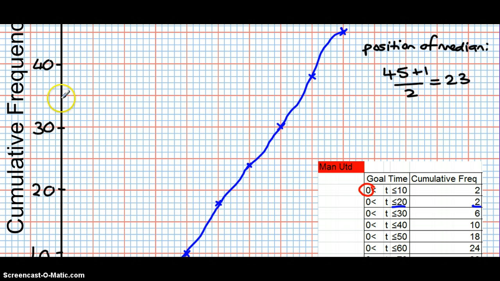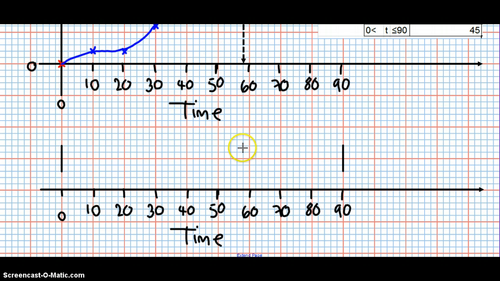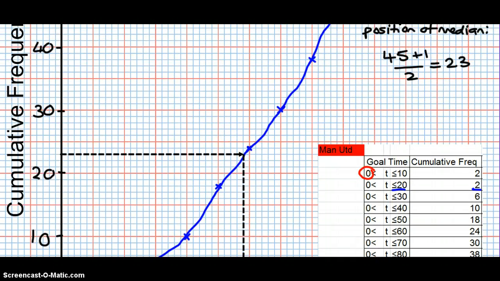So we're looking for the 23rd bit of data, and to do that we go to our cumulative frequency axis and we find 23. Draw a line across until we get to our curve, and then draw a line down from that point where it hits the curve, telling us that the median time of the goal is 58 minutes. So I'm going to add a line to my box plot at 58 minutes. We now want to find the lower quartile and the upper quartile. In order to do that, it's basically halfway from the median to the top and halfway from the median to the bottom.